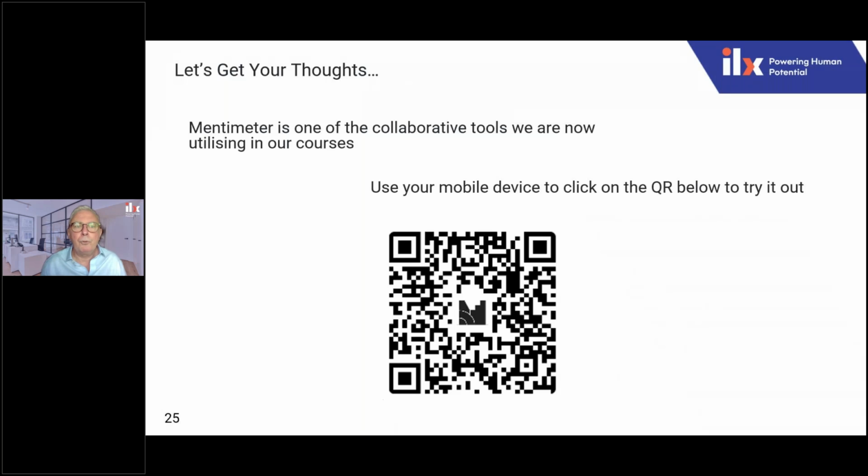We want to get your thoughts, and you can use your mobile device now to click on the QR code to try it out. Now, what I'm going to do in a moment, I'm going to hand back over to Etty.